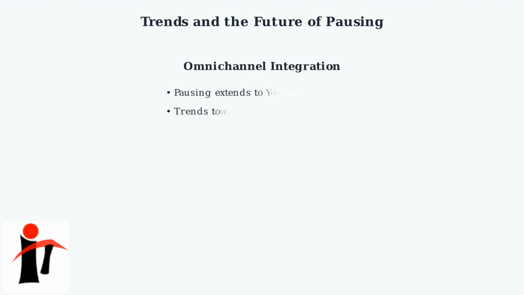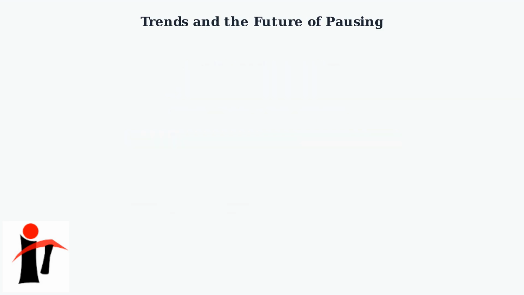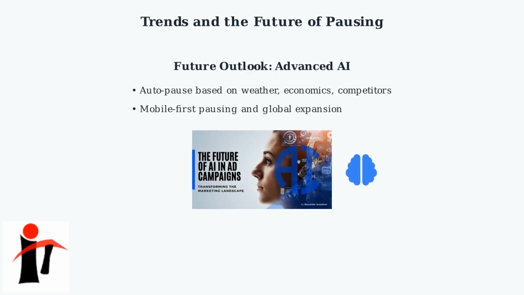Pausing is also extending to connected platforms like YouTube and Gmail, with trends towards unified dashboards for managing campaigns across the Google ecosystem. Looking ahead, expect advanced machine learning to auto-pause based on external factors like weather, economic indicators, or competitor activity. We'll also see mobile-first pausing tools and global expansion, though over-reliance on AI may require human oversight.